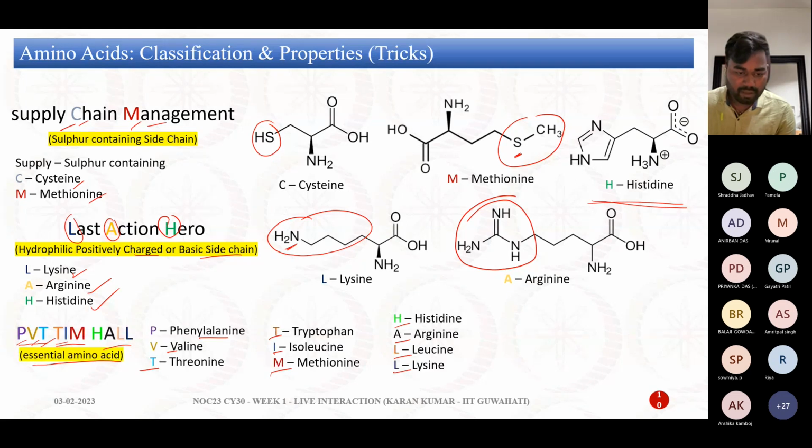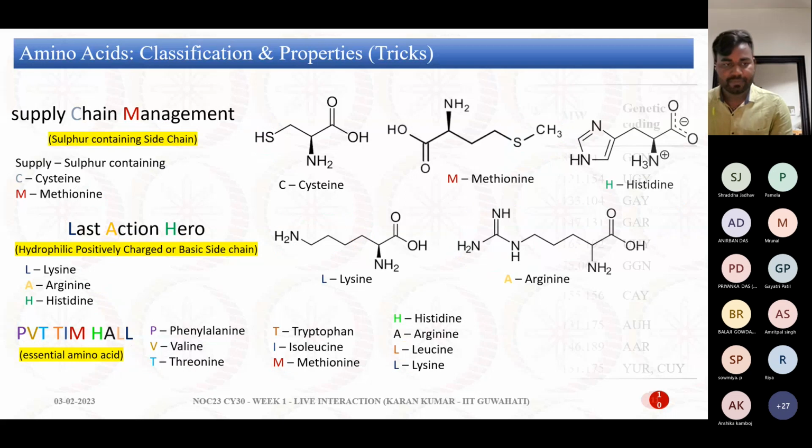Then "private timber hall" recalls all the essential amino acids, where in private, P represents phenylalanine, V represents valine, T represents threonine, another T represents tryptophan, I represents isoleucine, M represents methionine, H represents histidine, A represents arginine, L represents leucine, and another L represents lysine.